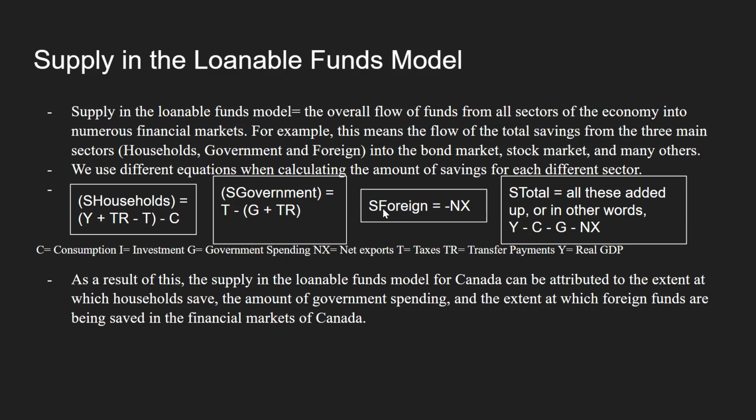And then for the foreign sector, the saving in the foreign sector is equal to minus net exports, where net exports are exports minus imports. And then when we calculate the total saving in the economy, we add all of these up, or in other words, we do real GDP minus consumption minus government spending minus net exports. As a result, the supply in the loanable funds model for Canada can be attributed to the extent at which households save, the amount of government spending, and the extent at which foreign funds are being saved in the financial markets of Canada.